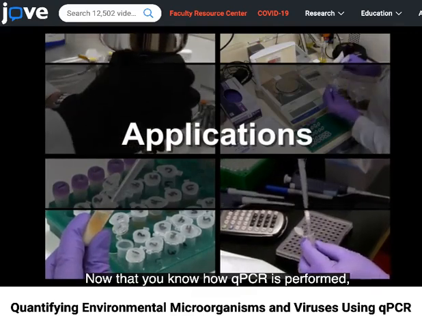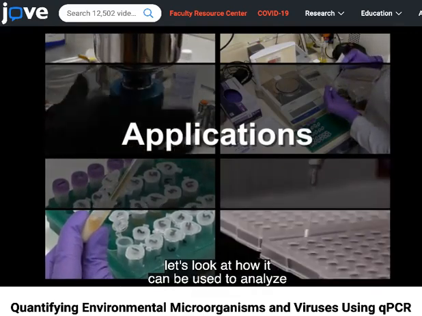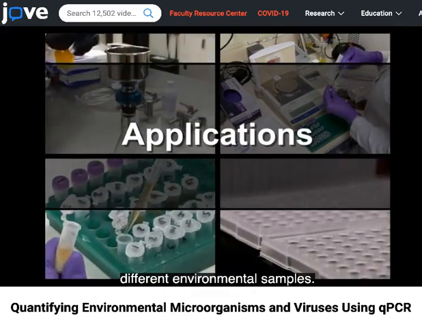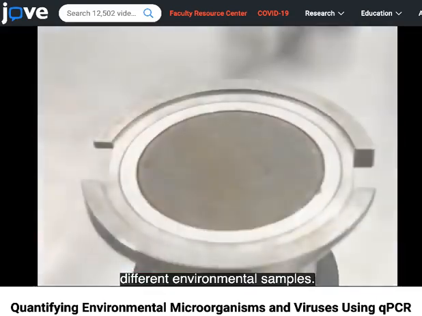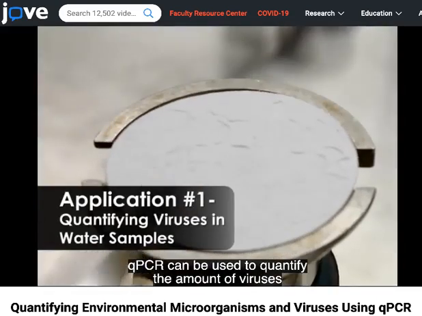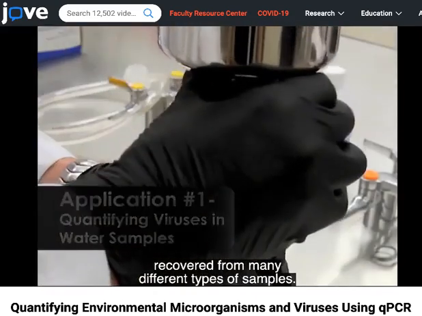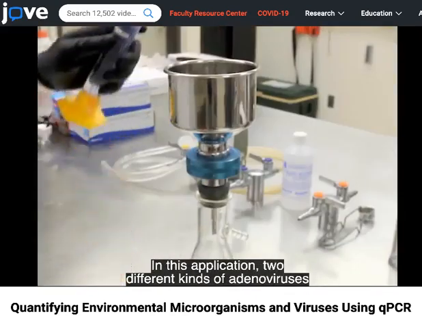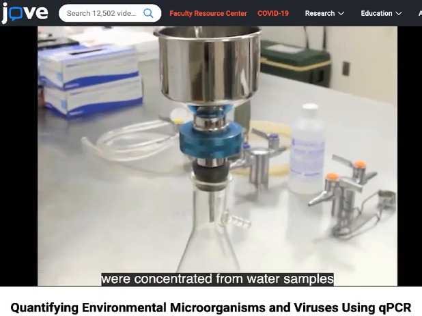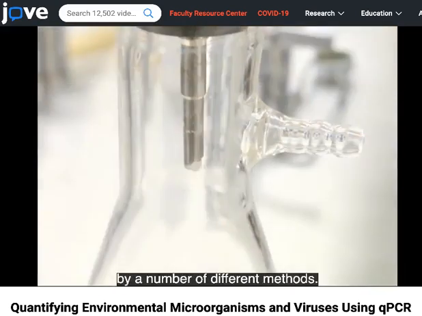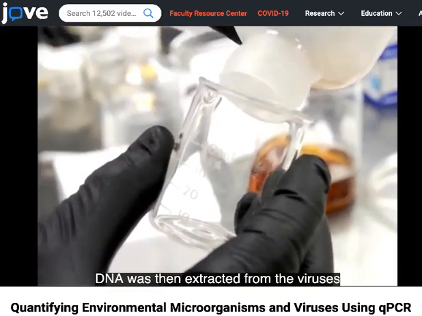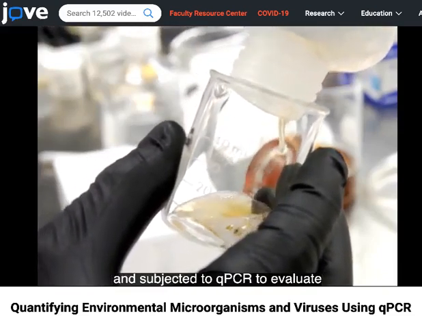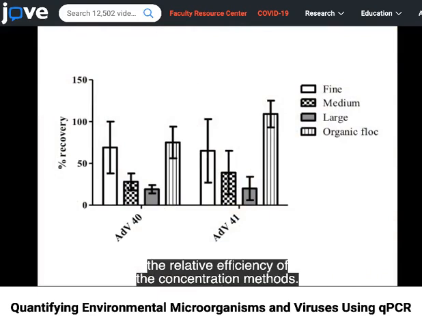Now that you know how qPCR is performed, let's look at how it can be used to analyze different environmental samples. qPCR can be used to quantify the amount of viruses recovered from many different types of samples. In this application, 2 different kinds of adenoviruses were concentrated from water samples by a number of different methods. DNA was then extracted from the viruses and subjected to qPCR to evaluate the relative efficiency of the concentration methods.